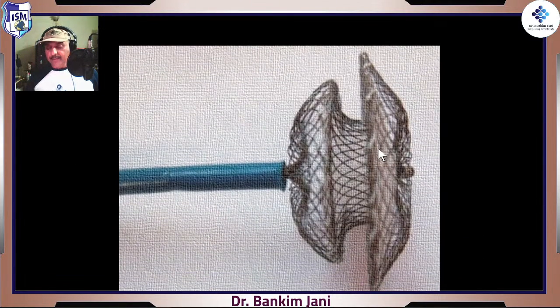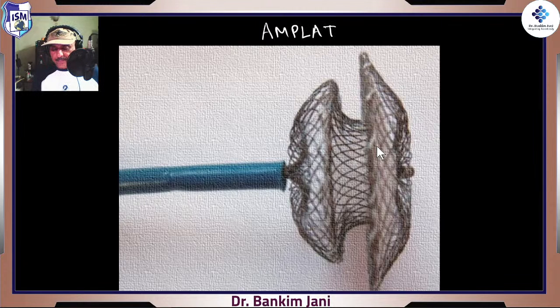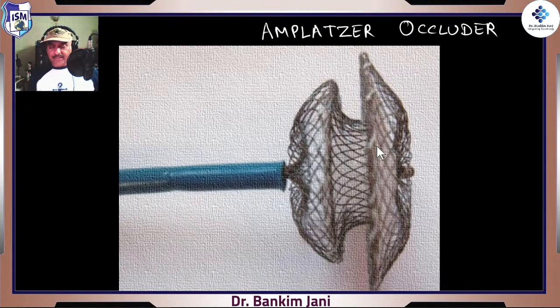Let's watch this. Now how do we tackle such a condition? Remember the name. It is called the Amplatzer occluder, or Amplatzer septal occluder. Now, the same device I'm showing for ASD, the same thing I'll show you for VSD also. But there would be a subtle difference.